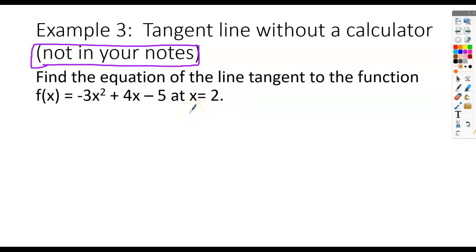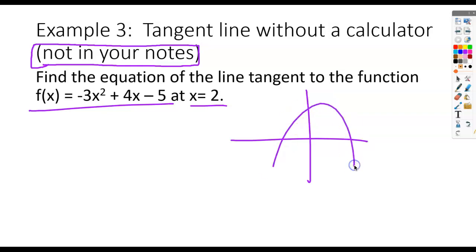So find the equation of the line tangent to the function that looks like that at x equals 2. Now, I'm going to give you a little pretend picture. That graph, f of x there, is going to be like an upside down parabola. I don't know exactly where it's going to be located, but it's going to look like that. And we want to find the equation of the tangent line at x equals 2. So here's where x equals 2, and here's the tangent line at that point. I want to find the equation of that blue line.